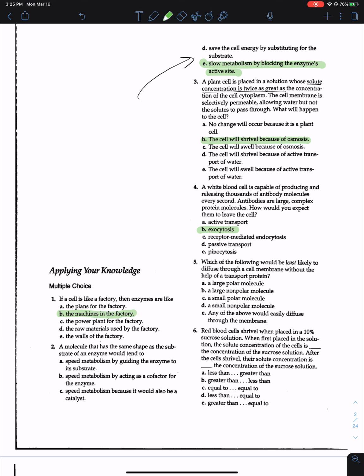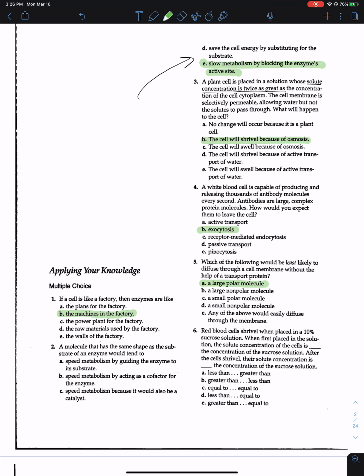For number 5, which of the following would be least likely to diffuse through a cell membrane without the help of a transport protein? Okay. The correct answer here is A. Remember, with the cell membrane, there are two different layers of it, right? There's a layer that really likes water and a layer that doesn't like water. This is referring to polarity, right? So not a word that we use often in biology, unless you happen to be in chemistry right now, then you're probably more familiar with this term.